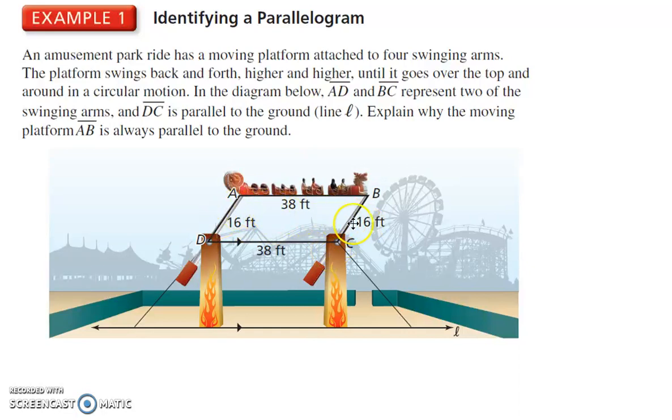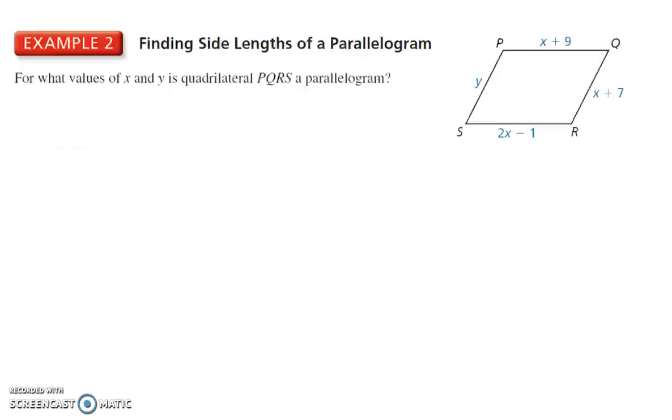So this is a parallelogram. No matter how this moves, these sides aren't going to get shorter, so it's always going to be a parallelogram. That means AB is always going to be parallel to DC. And since DC is parallel to the ground and AB is parallel to DC, AB is also parallel to the ground at all times.